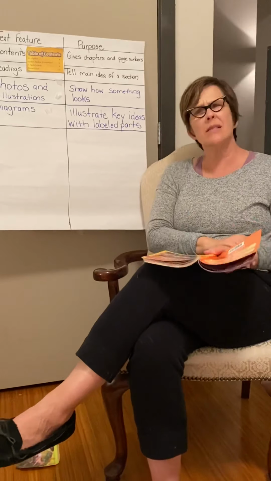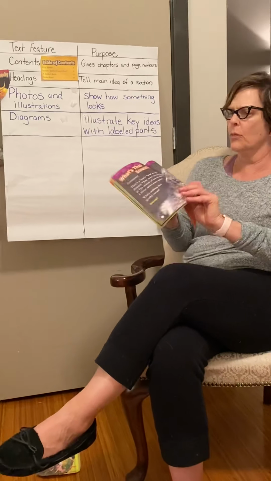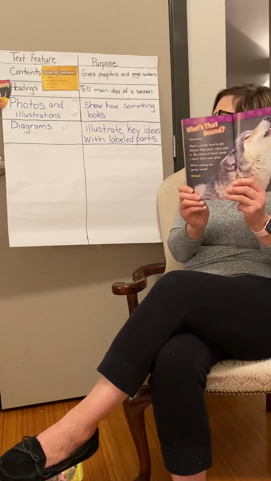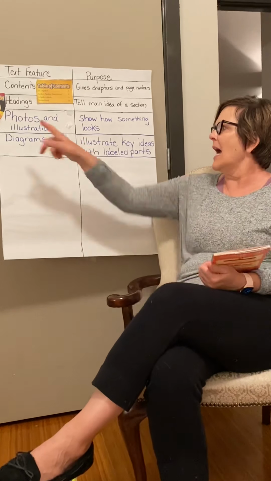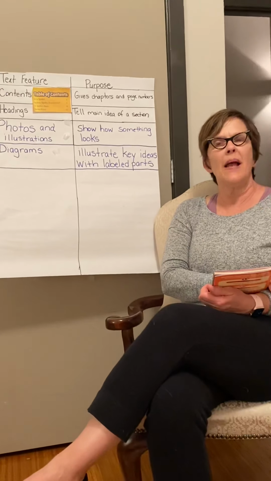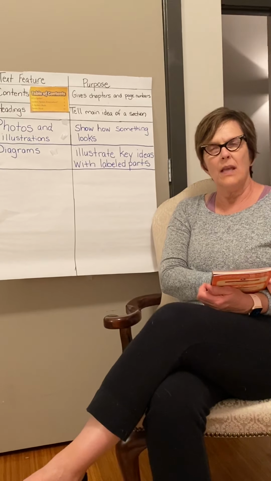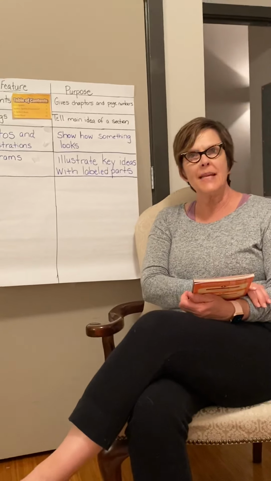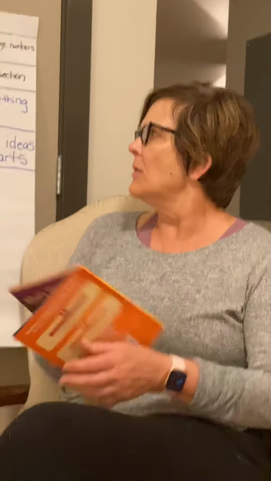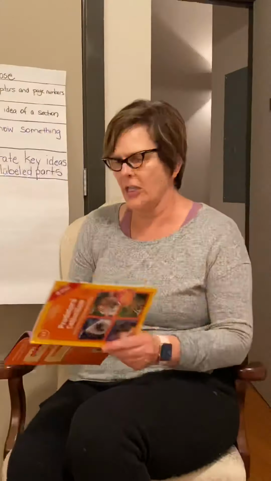And they show how something really looks. This is a real picture of a wolf, and we're going to be reading about the wolf later. We're also going to talk about diagrams. And diagrams illustrate key ideas by labeling the parts. I'm going to show you a diagram in just a minute. It's a good way to take a closer look at something and really get good information from it. All right, so let's start with the photos and the illustrations.